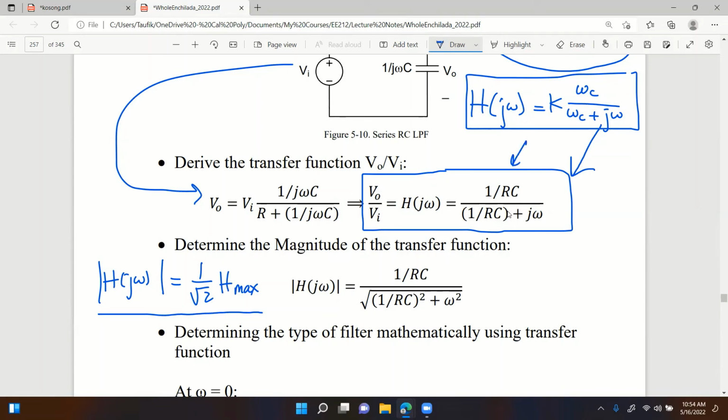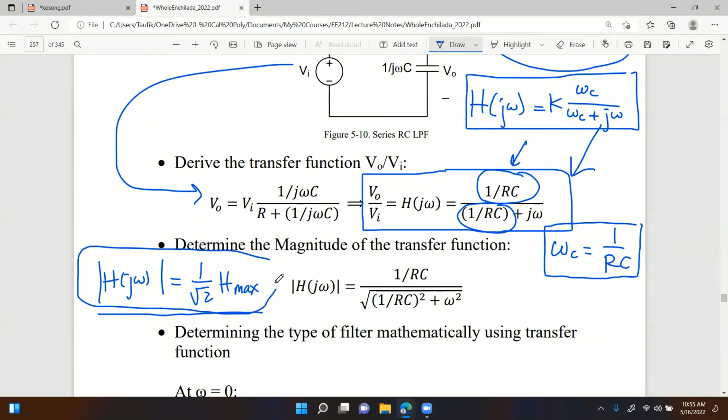Because right away, if I compare the general form of the transfer function for a low pass filter with this transfer function right here, I know what omega c is. So I know omega c for this circuit is 1 over RC. That's the benefit of rewriting it that way. But again, I'm going to do this anyway later on.